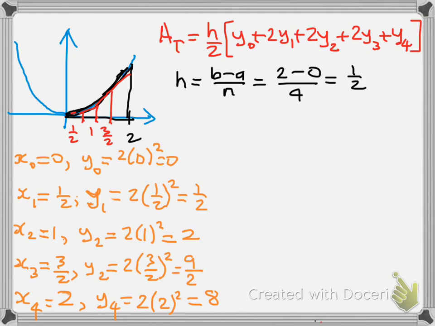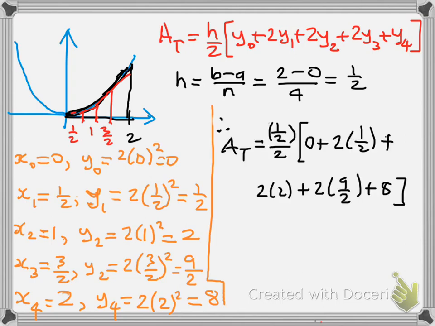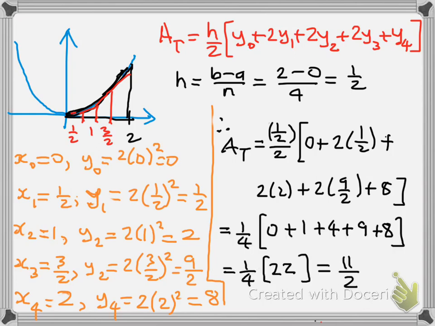So now we have all that information. We can just put them in our formula, and the area under the curve is h over 2, which is half over 2, multiplied into the brackets. y sub 0 is 0, y sub 1 is 1/2, so that's 2 times 1/2, plus 2 times y2, that's 2 times 2, plus 2 times y3, which is 2 times 9/2, and finally plus y4. If we simplify, just doing some arithmetic there, your result will be 11/2.